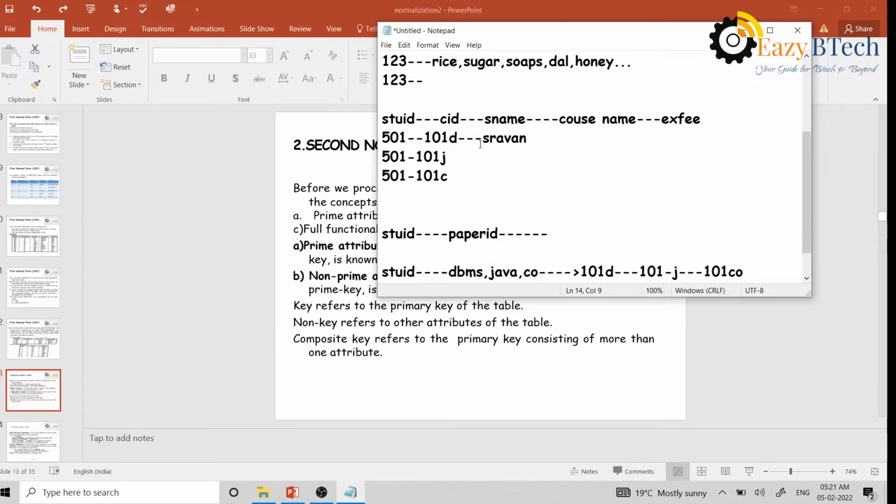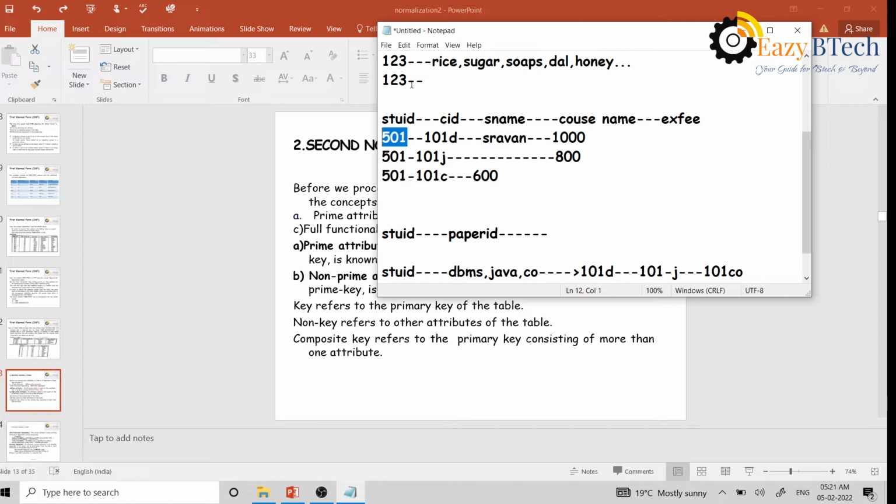Okay, we can identify the fee. What about the course fee? Java fee is 1,000 rupees. Suppose DBMS fee is 800 rupees. CO fee is 600 rupees. Suppose we wanted to register for these 3 subjects. Based on the student ID and course ID only we can identify the subject fee. Based on the student number alone we cannot identify the subject fee.